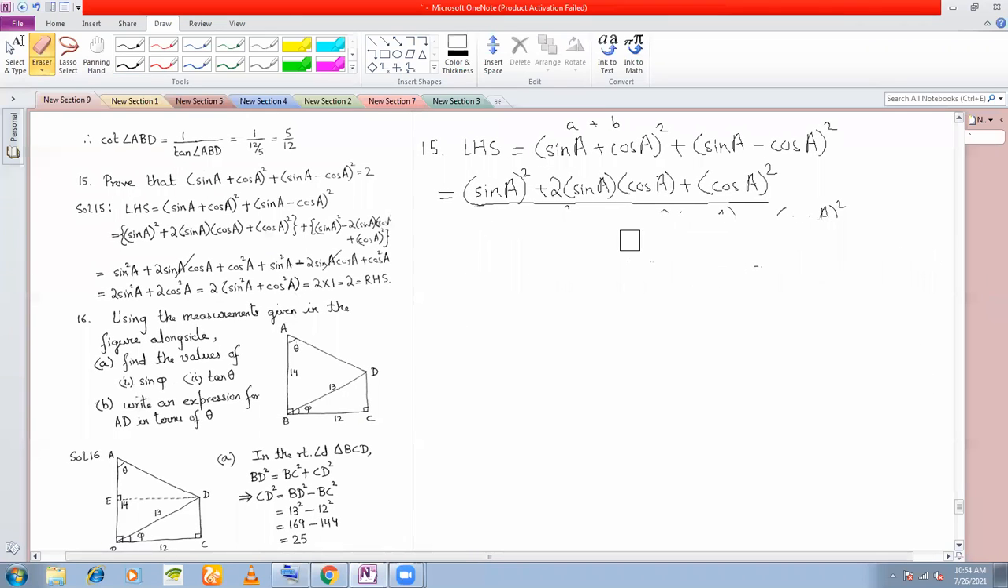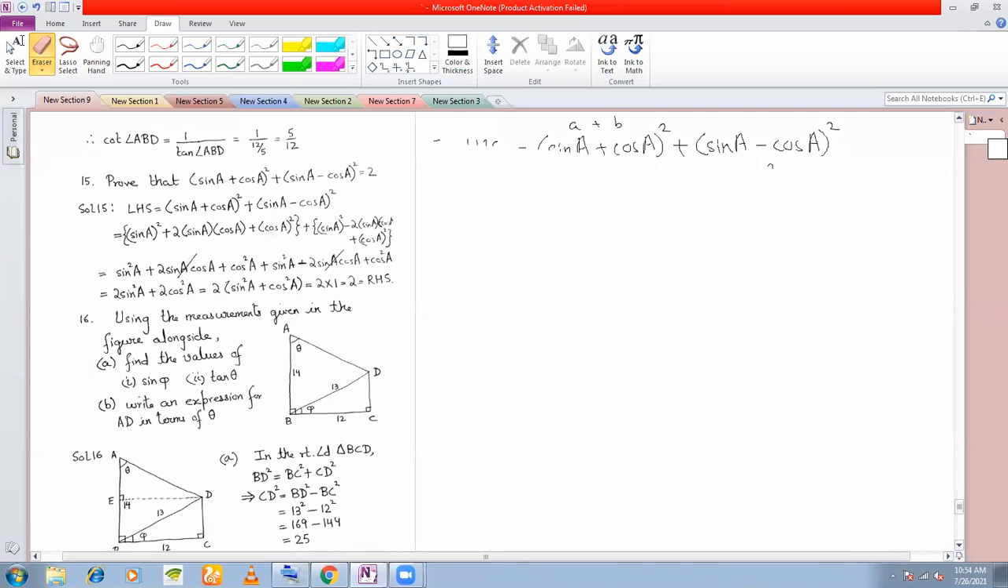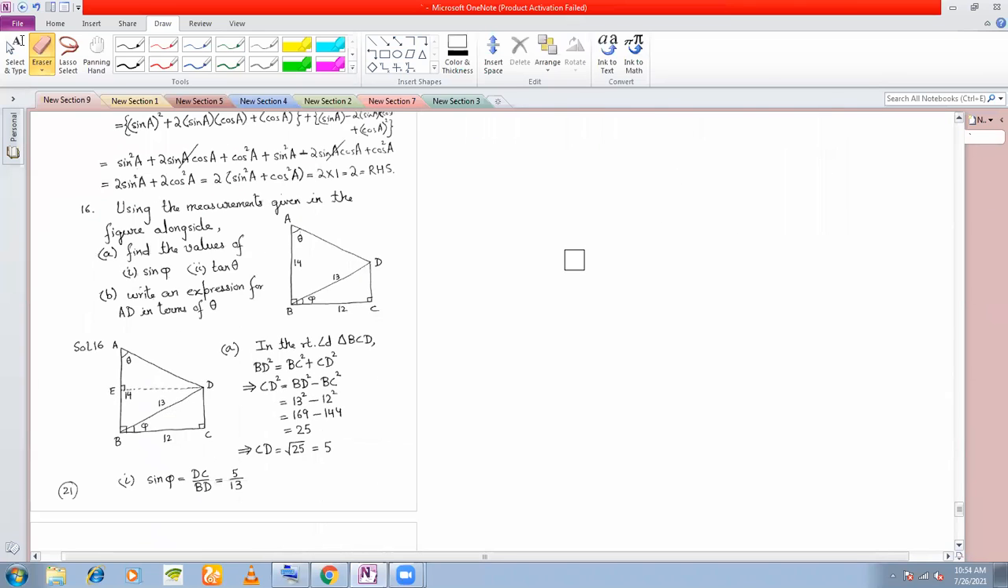Number 16. Okay, number 16 has a figure. Let's draw the figure first. The figure is given to you, and then we can read what the problem states.